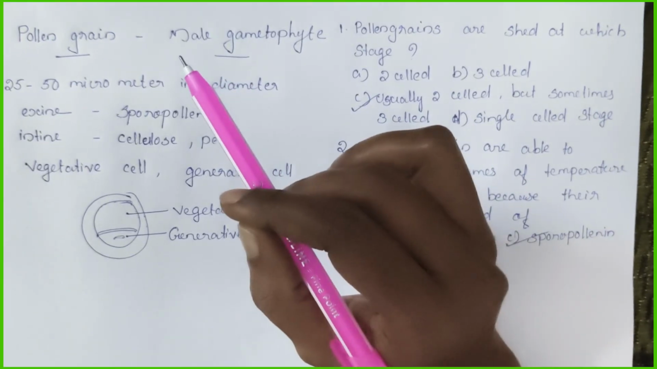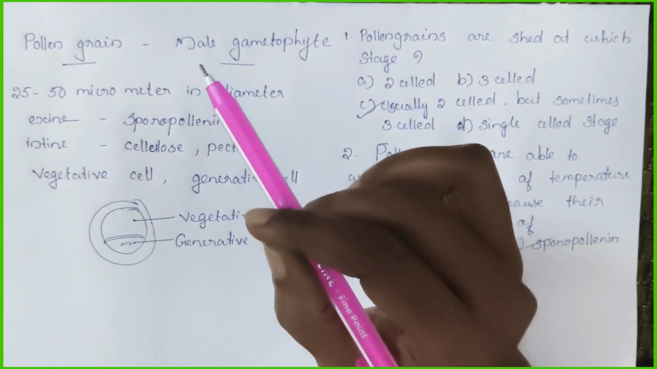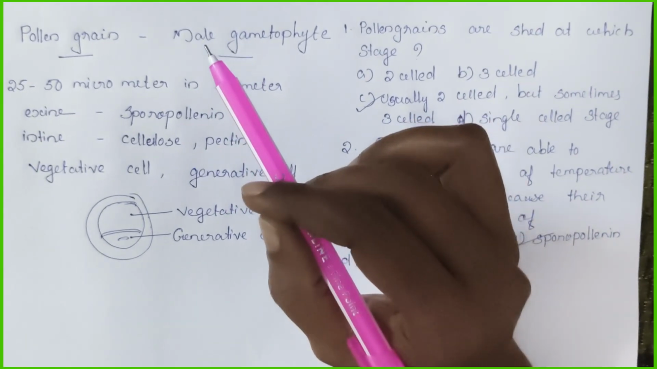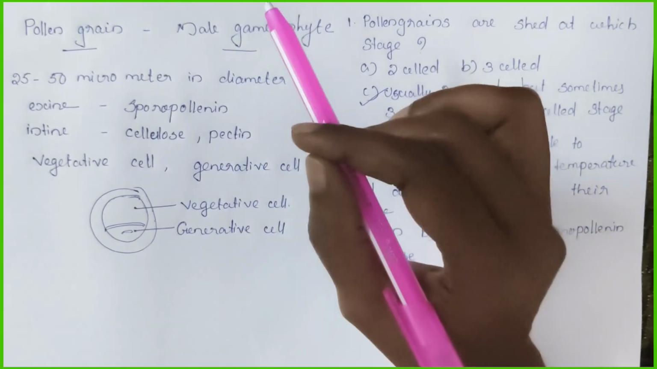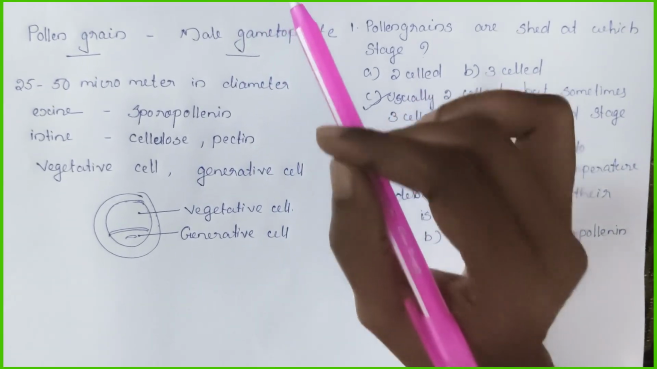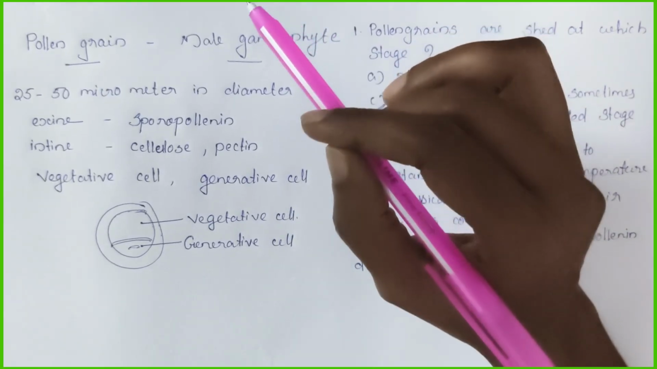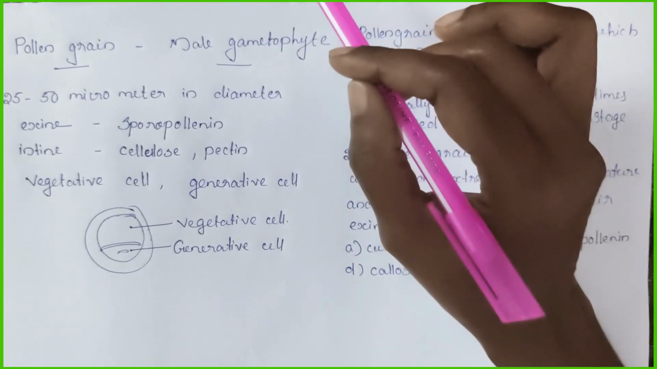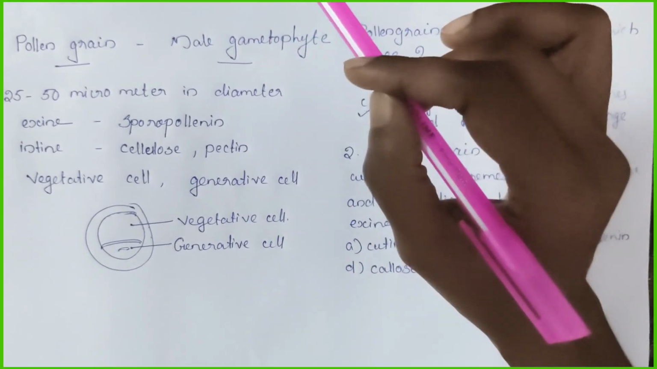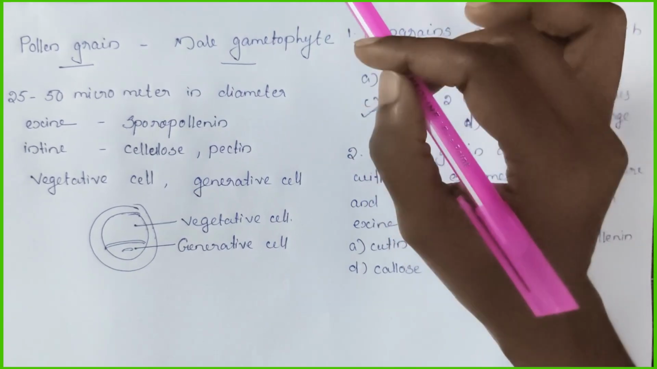Next, members of Rosaceae, Leguminosae and Solanaceae can remain viable for months. So here you can see the viability of pollen grains. Some pollen grains lose viability within minutes, and some within months.